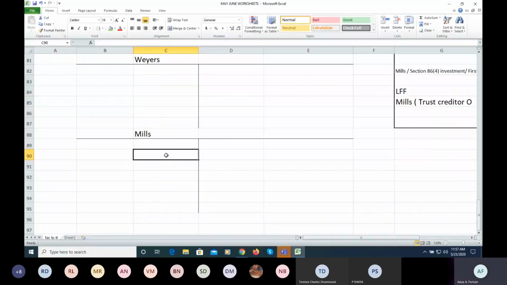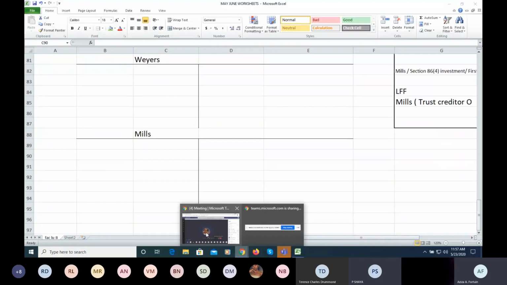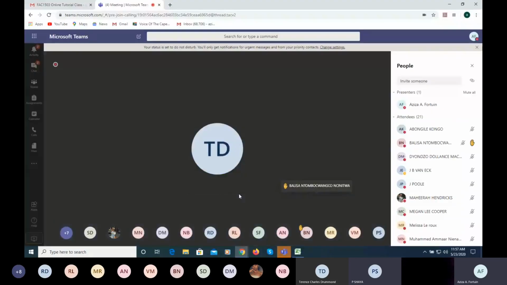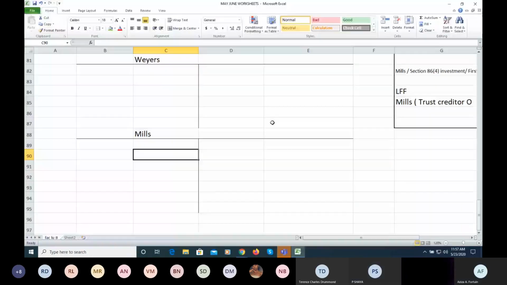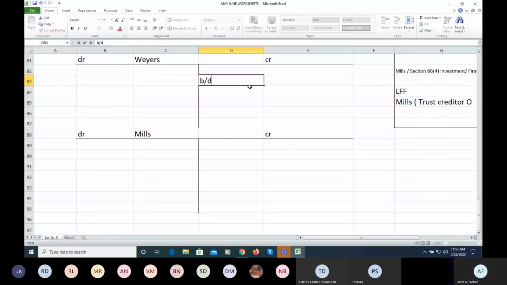Okay, is everybody done with this trust creditors account? This should take you very, very quick. Everybody done? Okay. For Weyers, what did you have for Weyers? Weyers is just easy. This is a balance brought down, which was 112,500. Everybody should have got that.